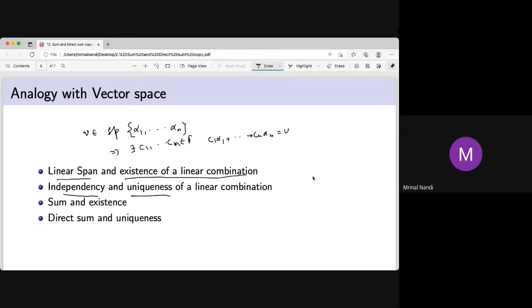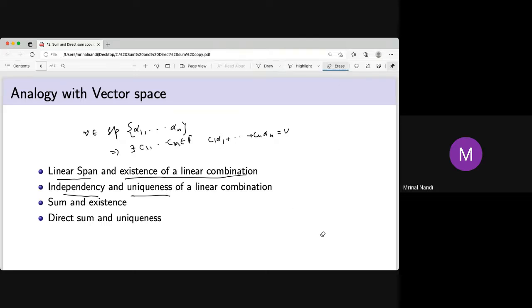In the vector space also there are sum and direct sum. Sum means the existence of some linear combination, as in a linear span. And direct sum says that this linear combination is unique. So modules also have the same idea. If it is a sum of two or many submodules, then any element of that sum can be written as a sum of elements of the submodules. And if this sum is direct, then this representation is unique. It's like independence. So direct is the same concept as independence, and sum is the concept like span.